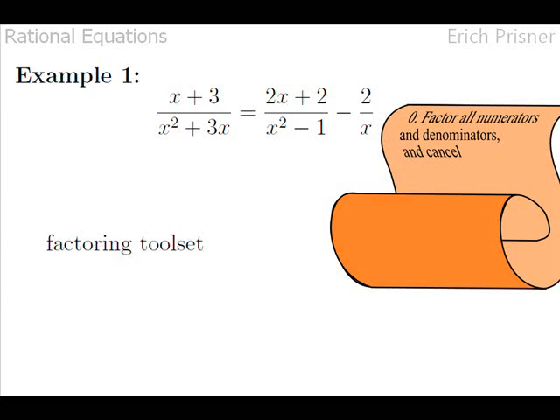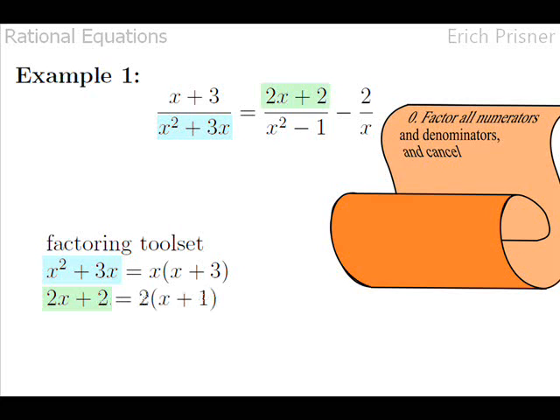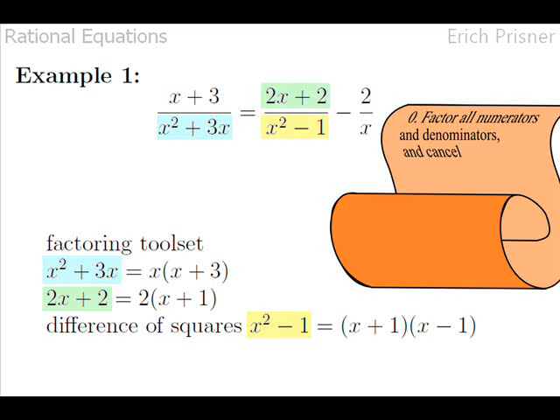So now you need your factoring toolset. All terms in x squared plus 3x have a common factor of x. Therefore, x squared plus 3x equals x times, in parentheses, x plus 3. All terms in 2x plus 2 have a common factor of 2, so we get 2x plus 2 equals 2 times, in parentheses, x plus 1. And x squared minus 1 is a difference of squares. Thus, x squared minus 1 equals (x plus 1) times (x minus 1).